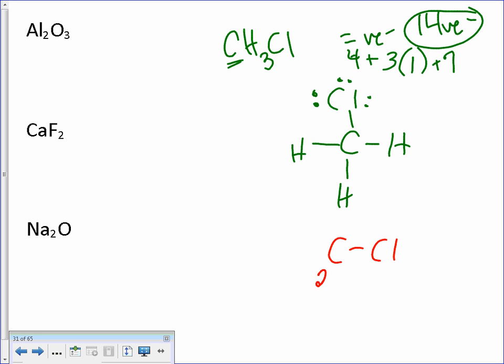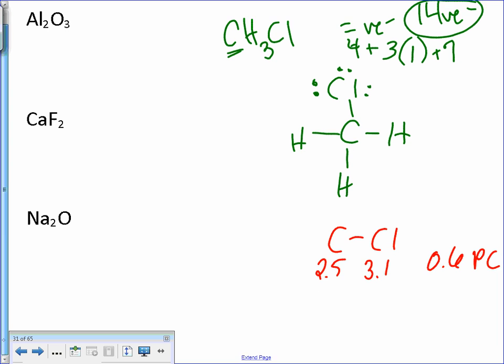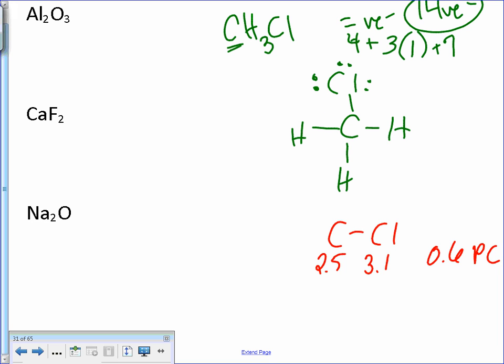Carbon is 2.5. And chlorine is 3.1. Difference? 0.6. Polar or non-polar covalent? Polar. Polar covalent. You see that we just looked on there, found the differences, and we said it's polar covalent. What do you absolutely have to draw for polar covalent?